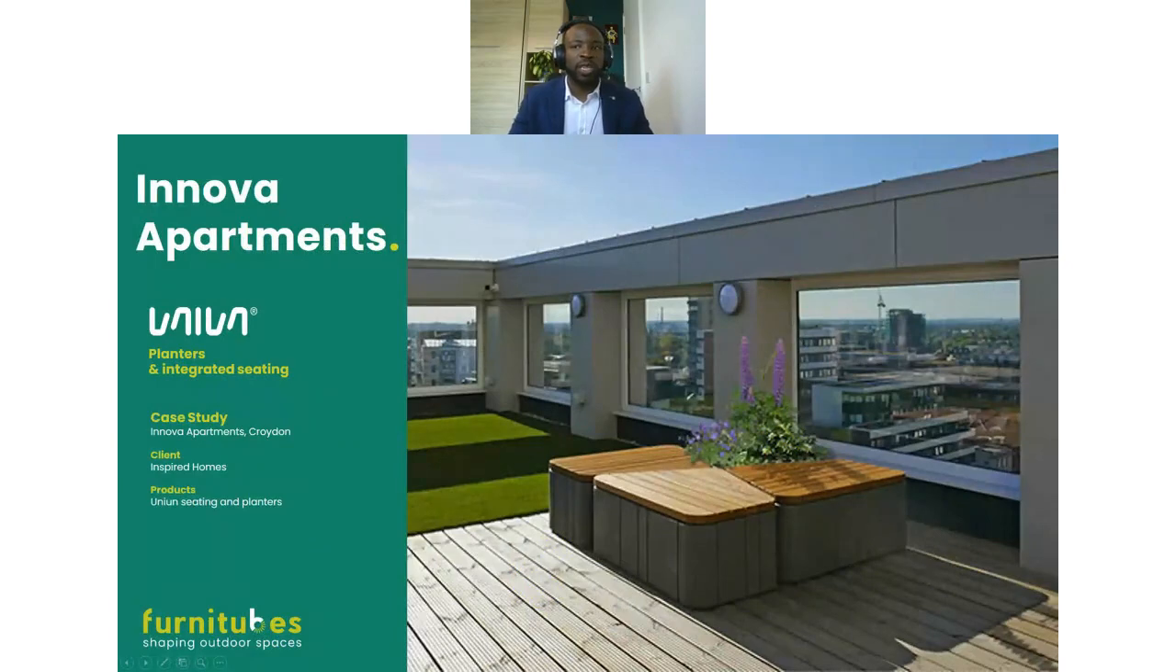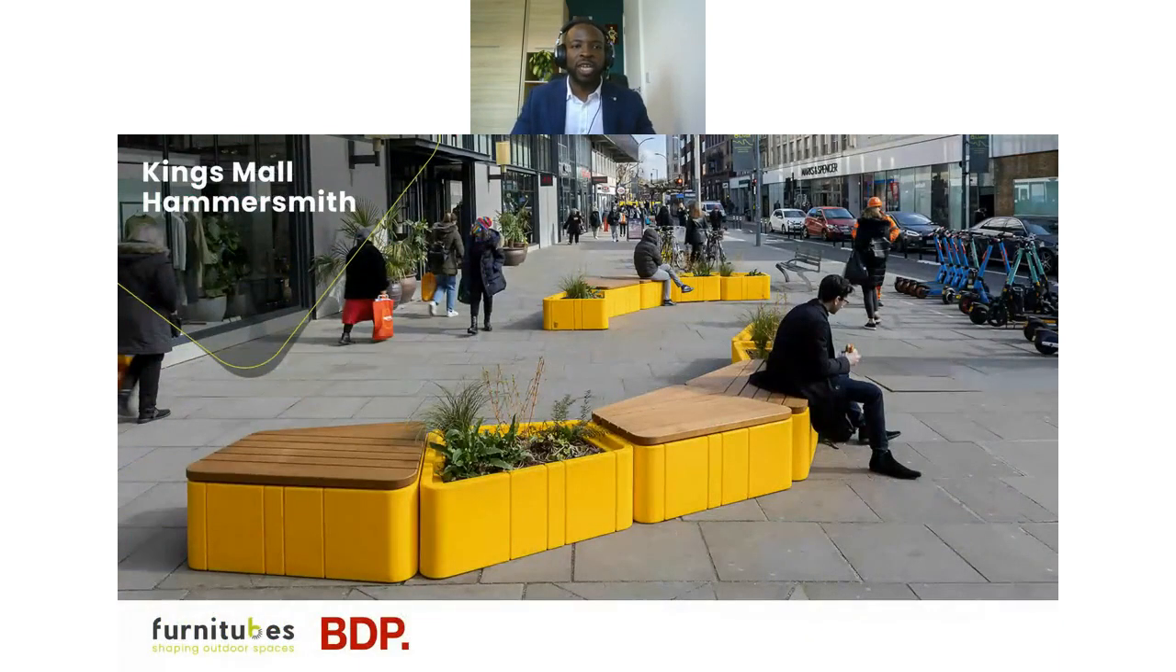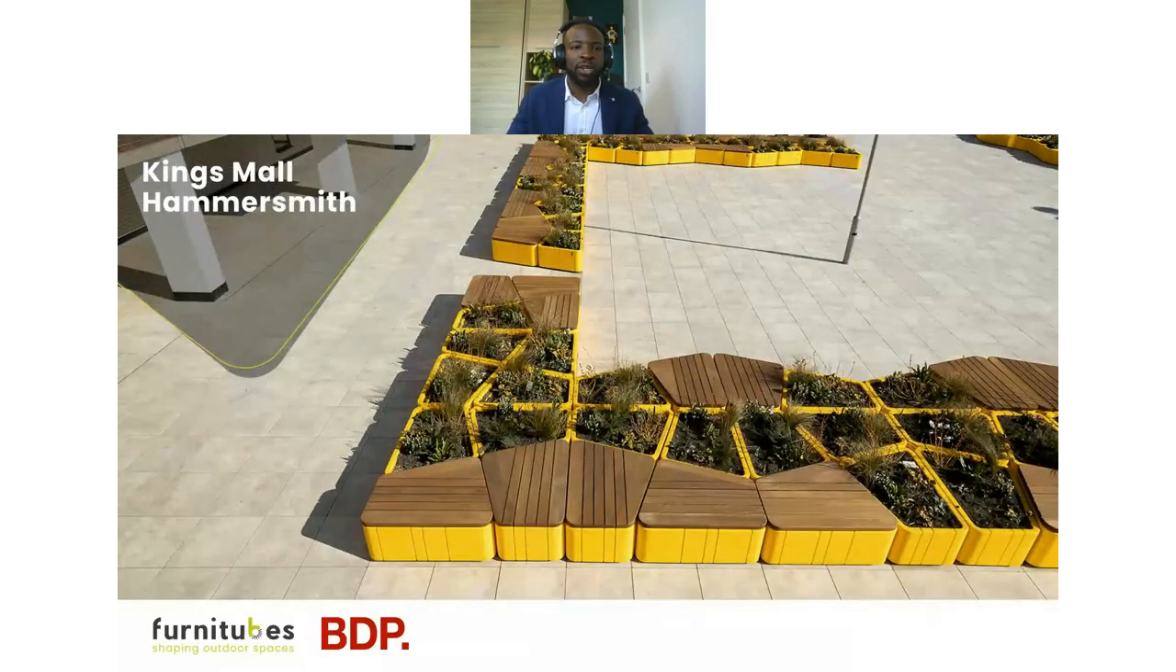Okay. This is an arrangement that was used by Innova Apartments in Croydon. So they went more for the island arrangement, which incorporated seating and some planting. And recently, these were delivered to Kings Mall in Hammersmith in London, just outside Acry, and also on one of the roof terraces as well. This is what the arrangement looks like on the roof terrace.